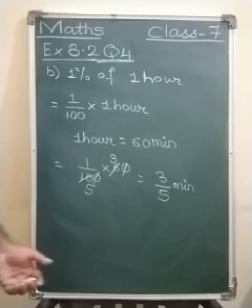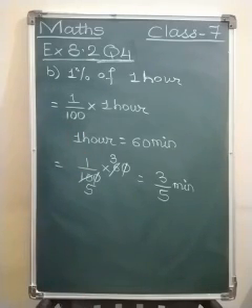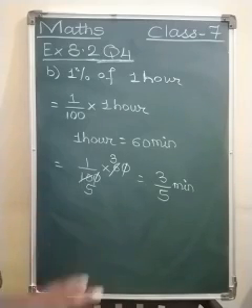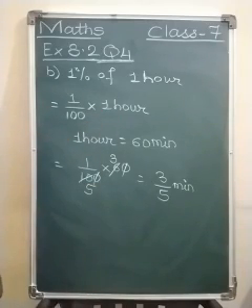Thank you very much. Rest of the sums you can do for the homework. The last sum, D sum, 75% of 1 kg. So convert that 1 kg into grams and then solve. Okay. Thank you very much.